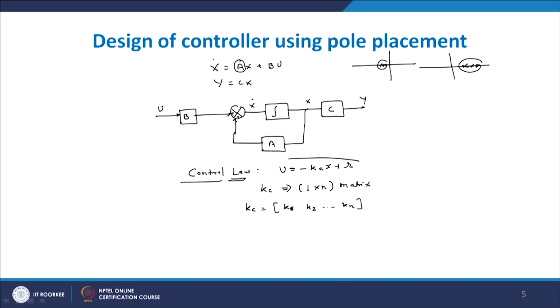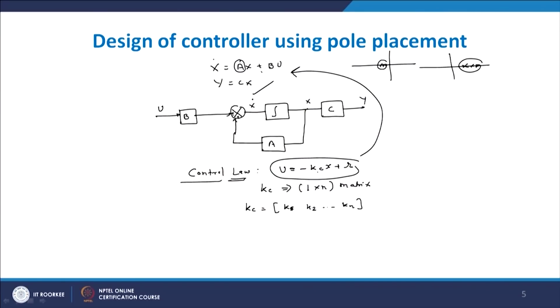Now, we have to use this control law in the equation x dot equal to Ax plus Bu. If you replace u in this particular equation, we will get x dot equal to Ax plus B times minus Kc x plus r. Now, if you solve it, we will get Ax minus B Kc x plus B r, and that is A minus B Kc into x plus B r. This is x dot. So, this is the equation using the control law, whereas the original equation is like this. Now we have to draw the block diagram for this model.